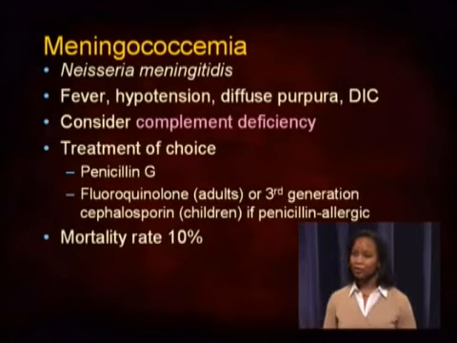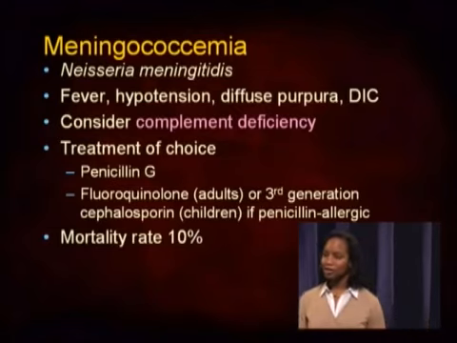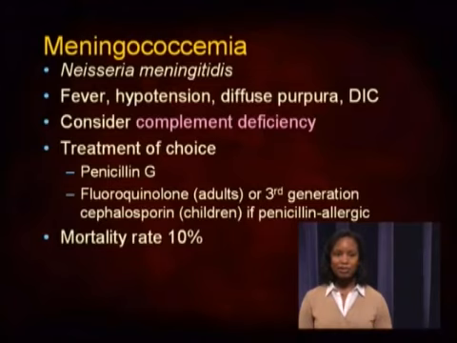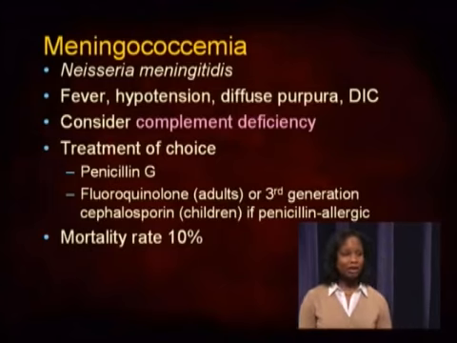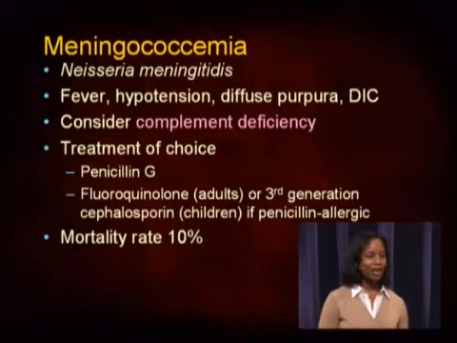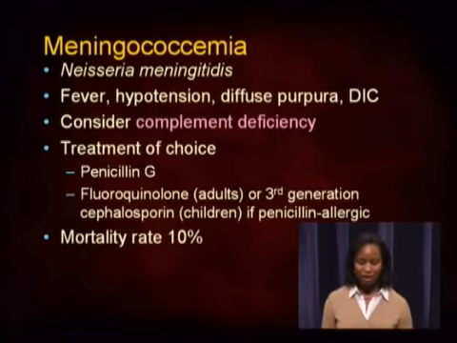Patients can be very, very sick with this. Fever, hypotension, purpura, DIC, and this is something that occurs more frequently in patients with complement deficiencies, so that's something to think about and to look for if a patient presents with meningococcemia. Again, serious illness with a 10% mortality rate, and that's whether treatment occurs promptly or not. So even with prompt treatment, pretty significant mortality rate.